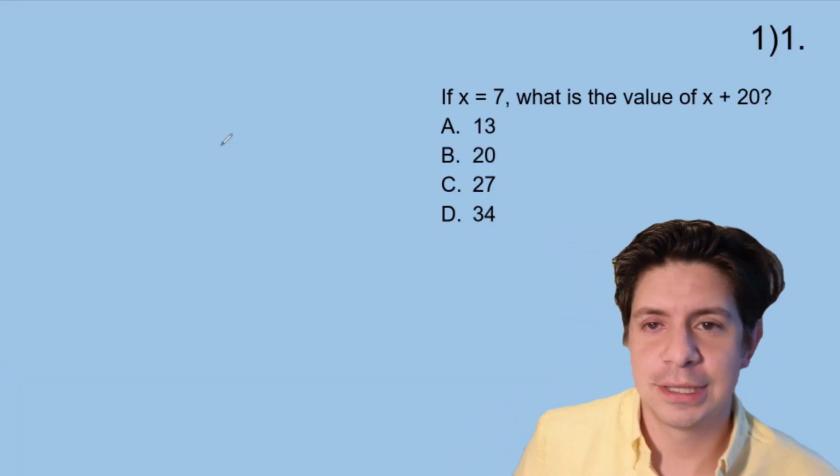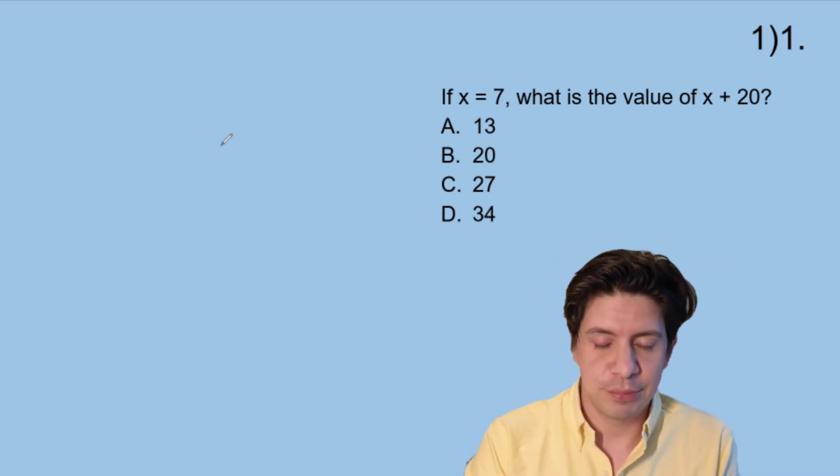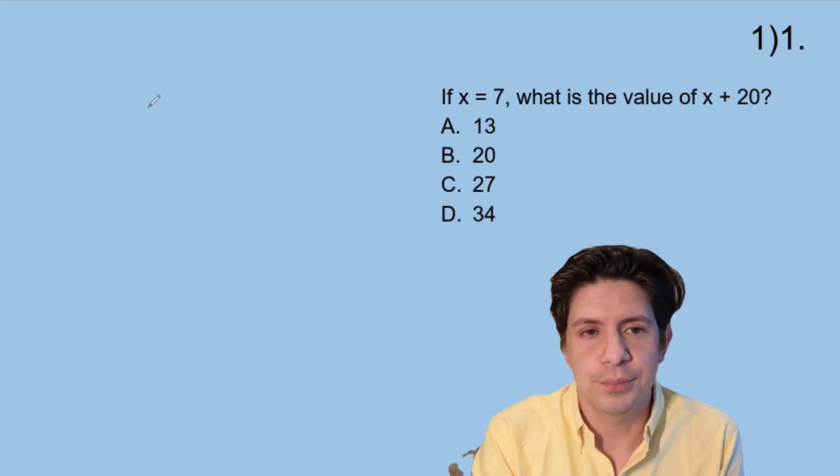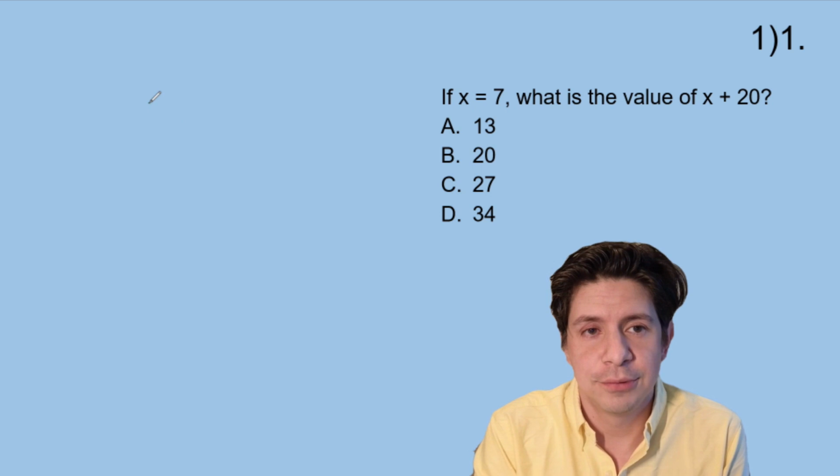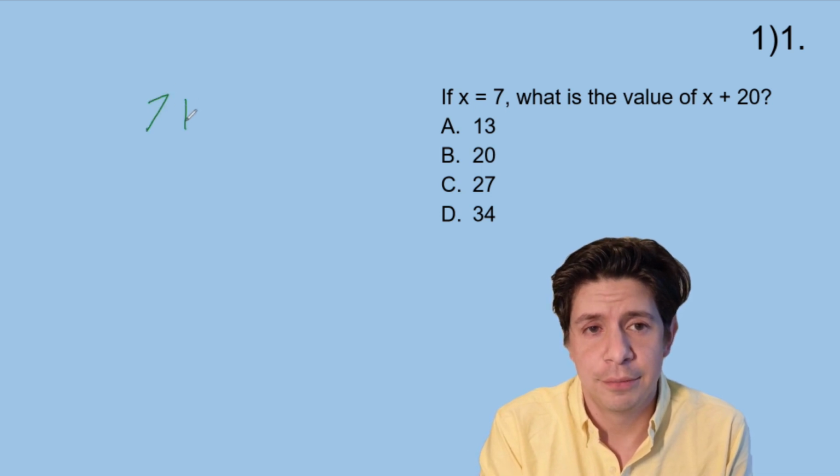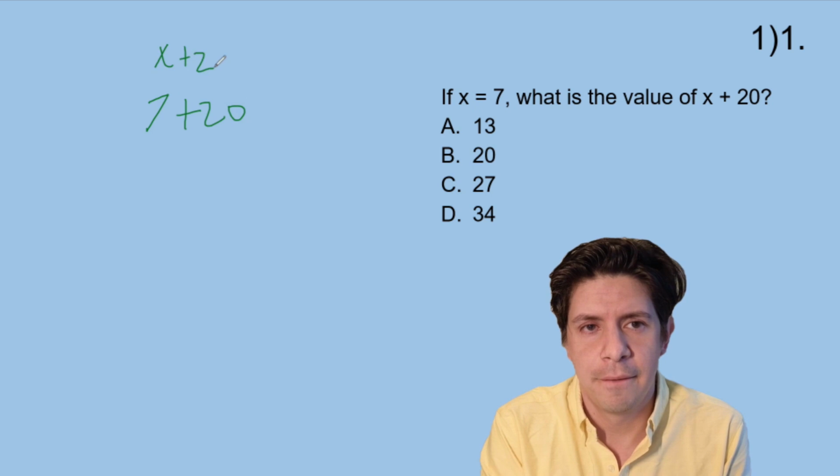All right, if x equals 7, what is the value of x plus 20? So x equals 7, so you just do 7 plus 20, right? Because x plus 20, and you have x equals 7, so you're going to plug that in. Boom. And then you're going to get 27, right?